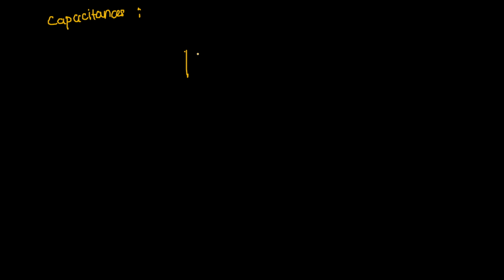So see, in BJT we had an emitter, a collector, and a base in between. So like I said, whenever you have two different types of semiconductors joined together like a PN junction, a depletion region forms between both of them, and since there are opposite charges on opposite sides of the region, we tend to get capacitances in them.